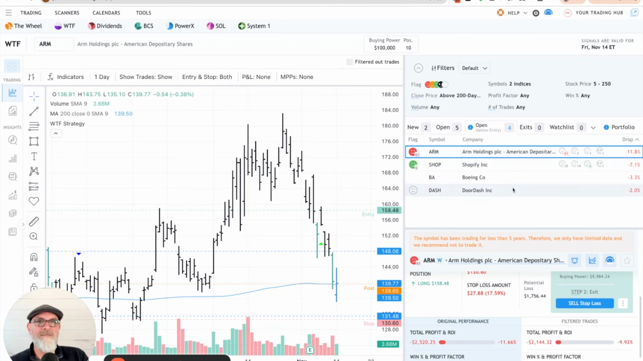It's now pulled back more from the original entry. So right now, Shopify looks great. Wells Fargo looks like it's working out nicely. Boeing was another one that I was considering. I have an order at a 5% OBE, haven't been filled there, but this is what I'm trading currently with the WTF strategy, how to use the scanner and how to find these high probability trades.